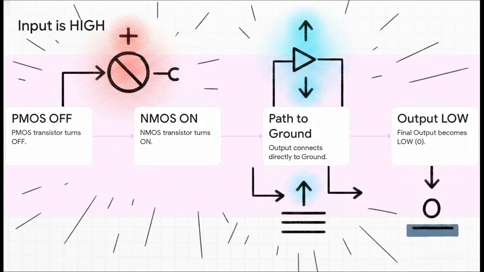Now, think about what happens when we flip the input to high, driving it up to the VDD voltage. Instantly, the PMOS transistor receives that signal and shuts off, severing its connection to the power. Simultaneously, the NMOS transistor at the bottom wakes right up and turns on. Now the output is connected directly to ground through that NMOS switch, which immediately drains the voltage away. So your final output becomes a firm, safe, low 0.